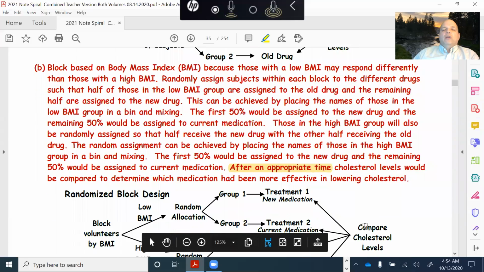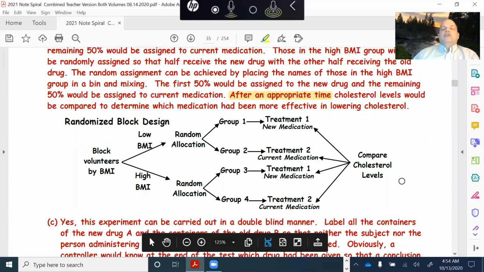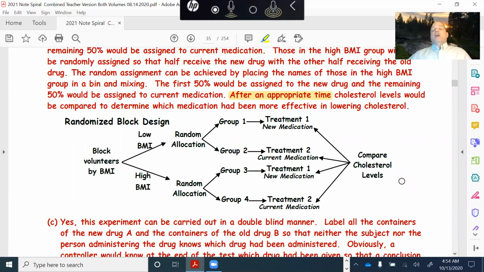Really important to say what your response variable is, and that you're going to compare them at the end. My diagram, if I were to draw one, which is not required, would be blocking by volunteers, and here's what I'm blocking into: low BMI and high BMI. Then I randomly assign to group 1, which was the new medication, and group 2, which is the current medication.